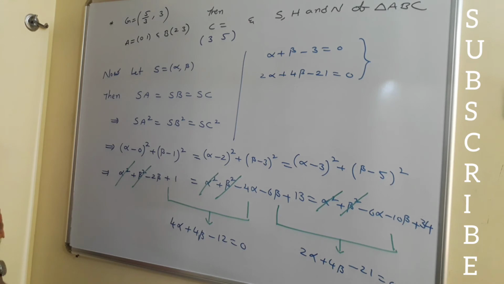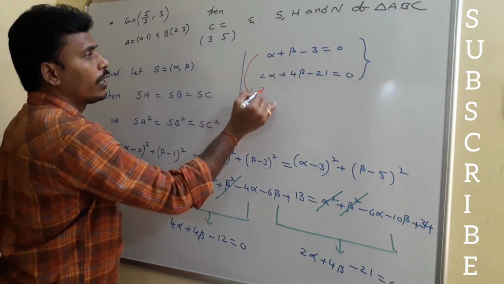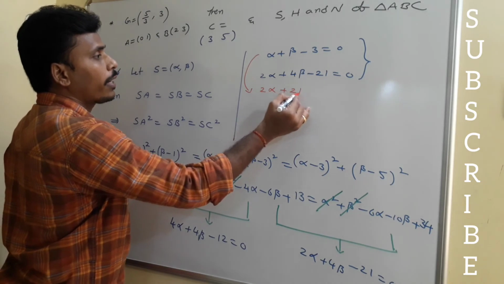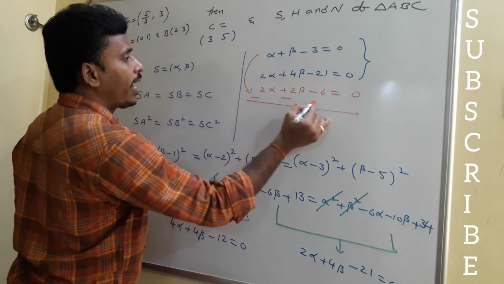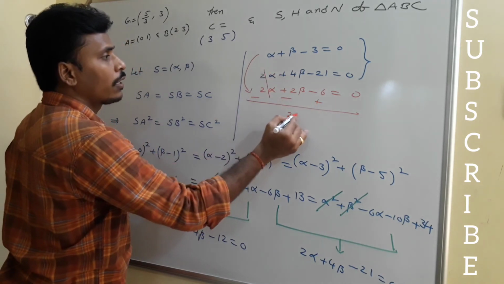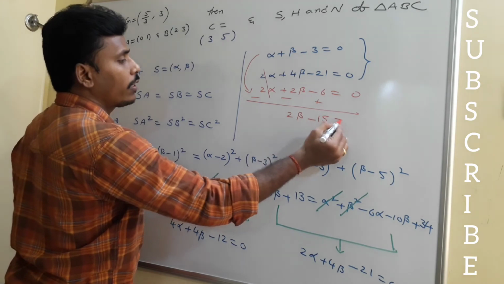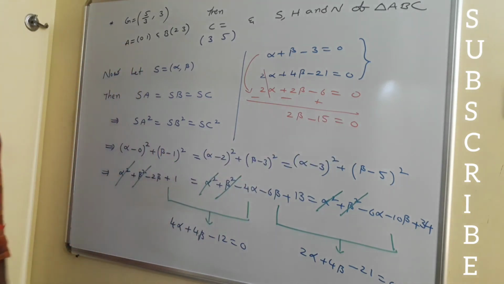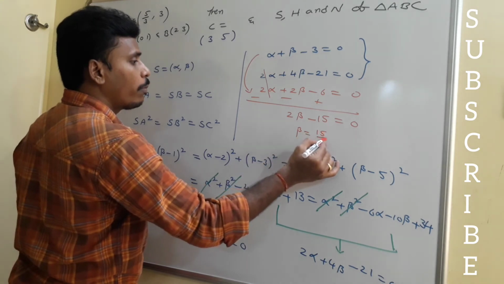As a solution, what I am going to do is, I just multiply the first equation by 2. It becomes 2 alpha plus 2 beta minus 6 is equal to 0. Now if you subtract, these two will get cancelled. So 2 beta minus 21 plus 6 is minus 15 is equal to 0. Right? Then beta is equal to 15 by 2.